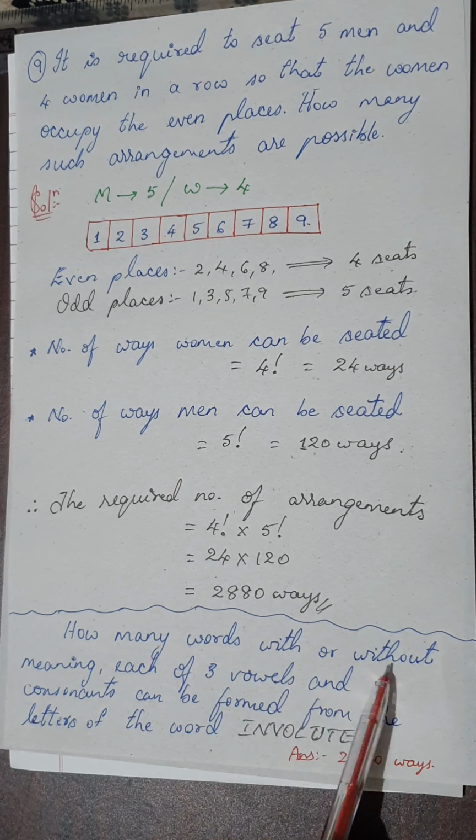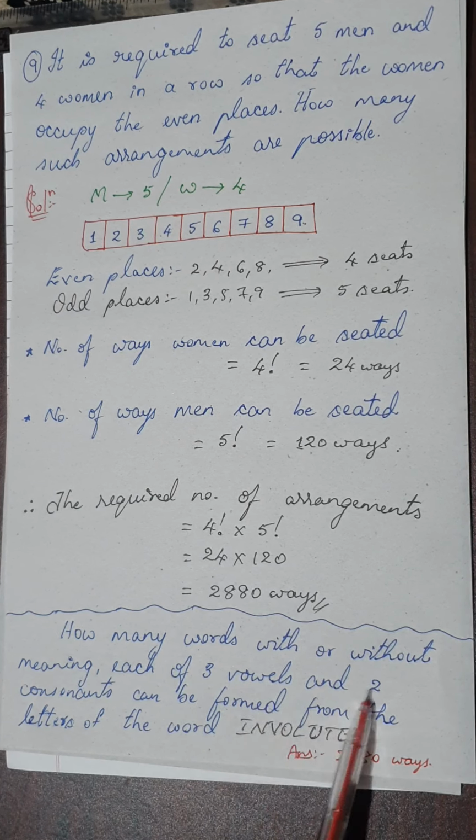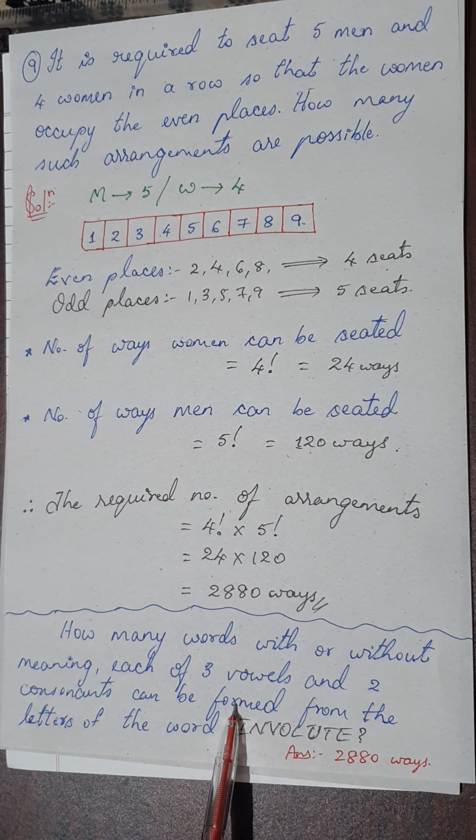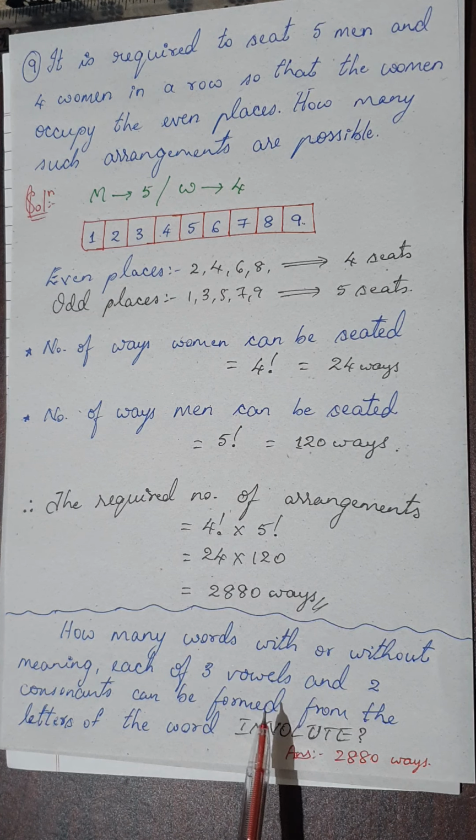How many words, with or without meaning, each of 3 vowels and 2 consonants can be formed from the letters of the word involute? This is exactly similar to the first question we did in this video. I've given you the answer, you can check it out. You should get 2880 ways.